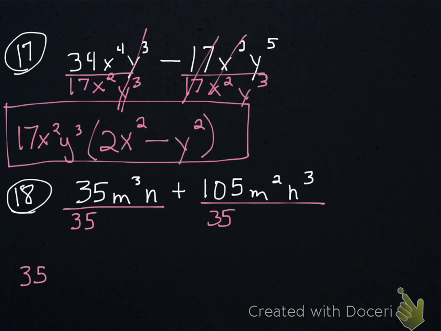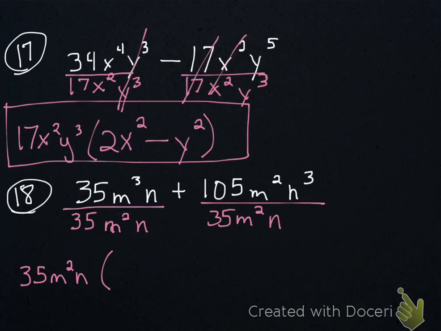Now let's look at the m's. First term has 3, second one has 2. So 2 is the highest I can pull out. Now the n's. First term has 1, second one has 3. So I can only pull out 1. So my GCF is 35 m squared n.